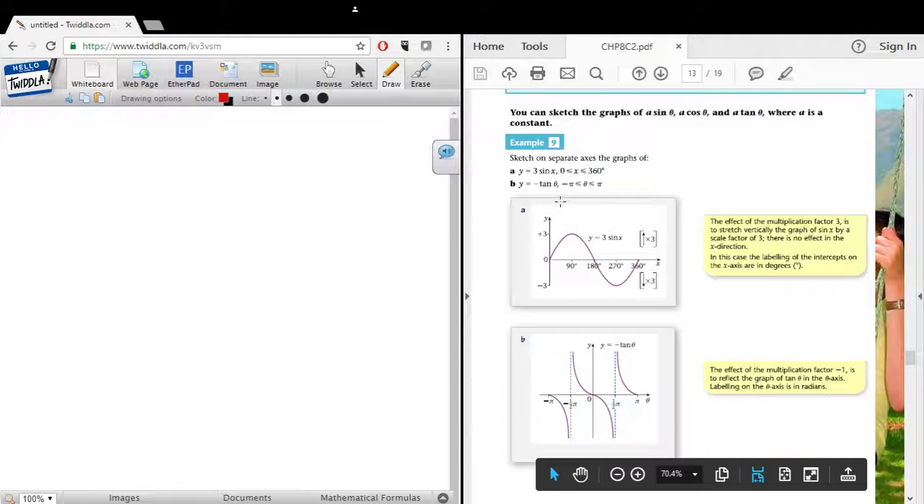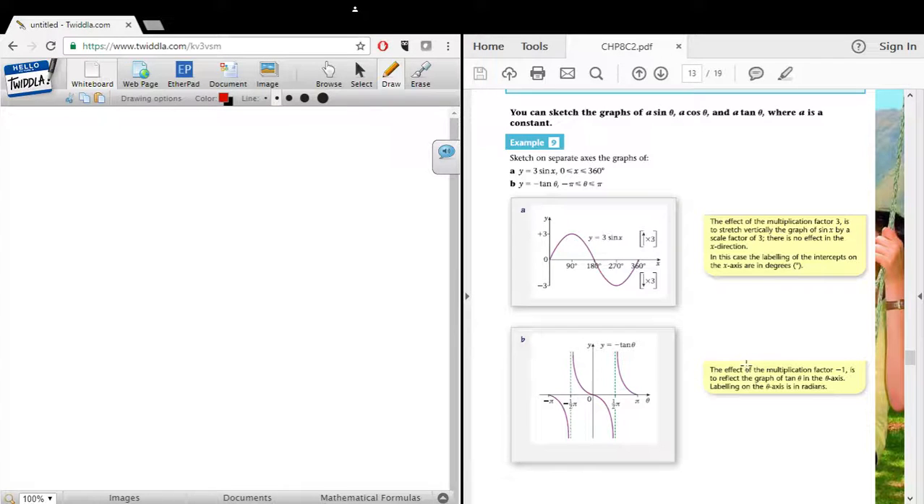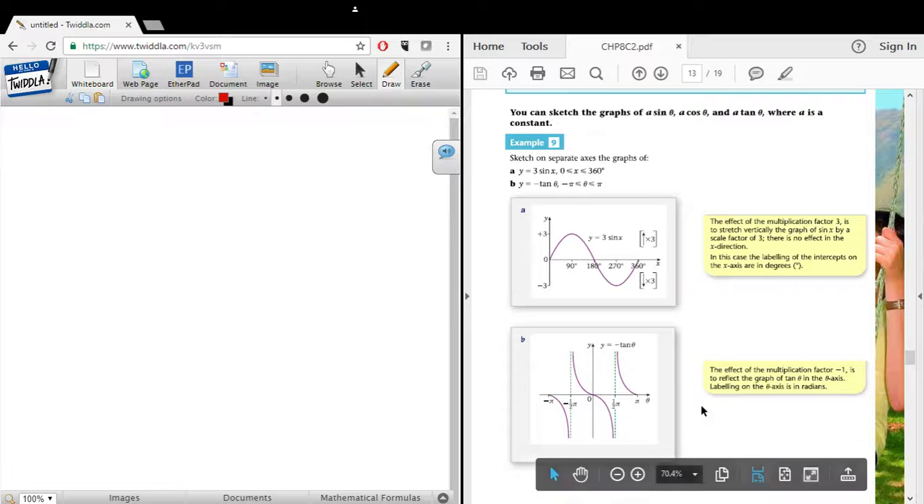And likewise for tan, you have a negative here, so what's happened is that it's been reflected. The graph of the tan is reflected in the theta x axis.